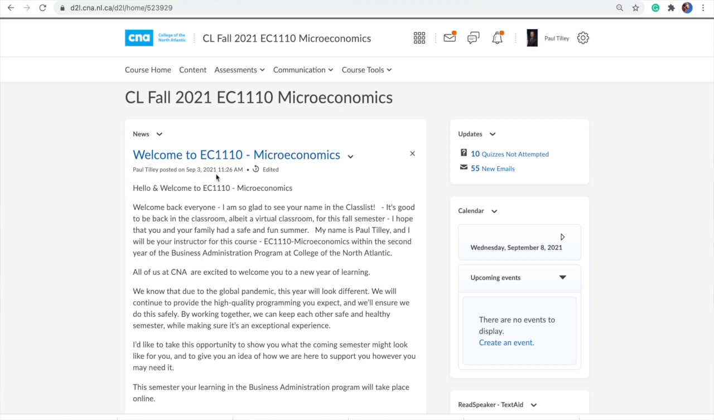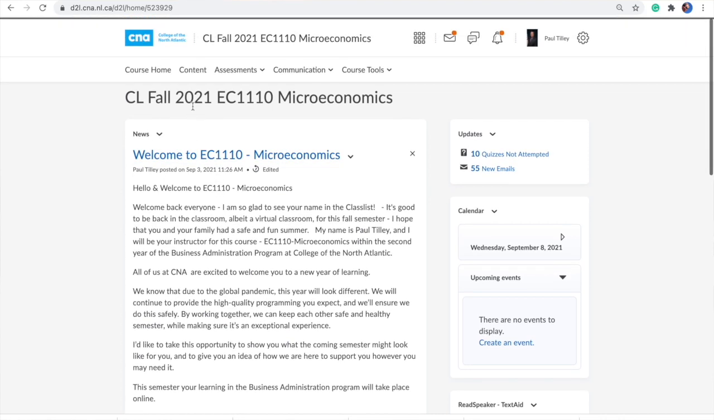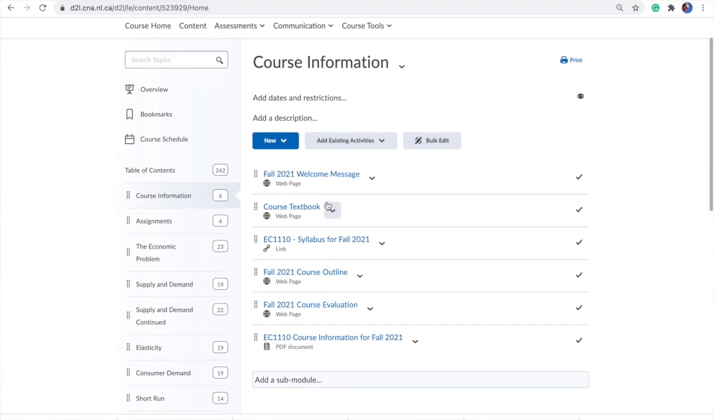And I will constantly update. Every day or two, I will add something to that. So make sure when you go into the course, that very first page is the most important thing that you want to look at. Right now, as I start the course, I have the introduction in here. Now, under the content section, you will see all of the material that's required in the course. So for example, under course information, I have a welcome message, the textbook for the course, the syllabus, the outline, the evaluation, and so on.